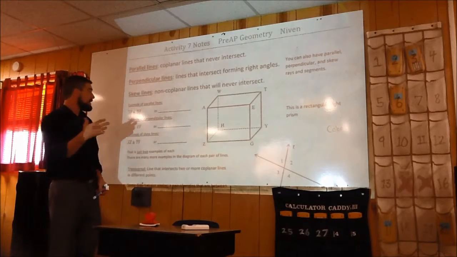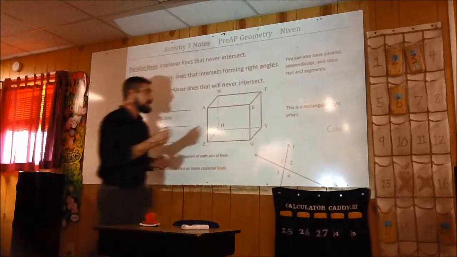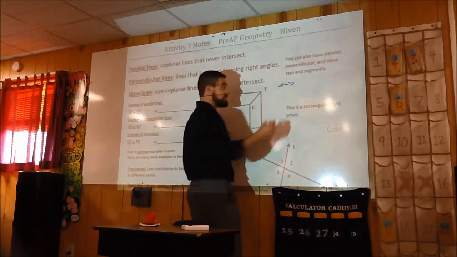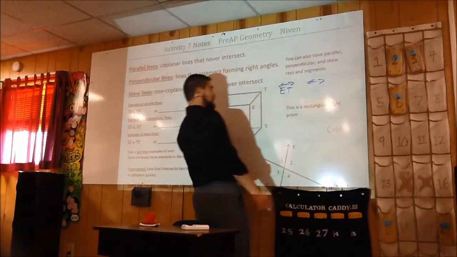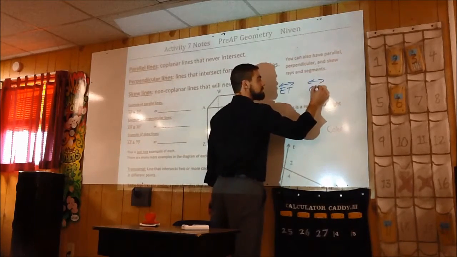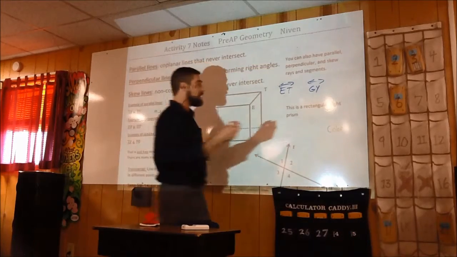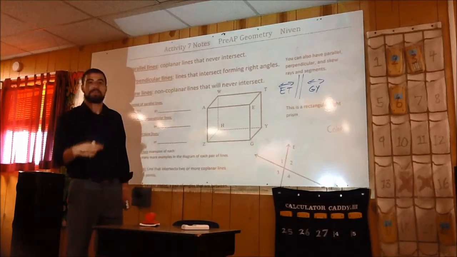But if we wanted to use the parallel symbol, then going with Seth's example, we've got line ET and line GY. The notation for it is two bars that are right next to each other.